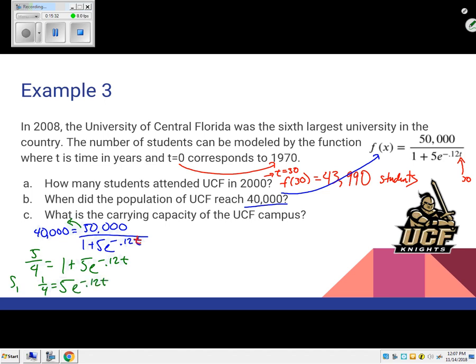And remember my goal, when we talked about solving these types of equations, the only thing I want on one side of the equal sign is a base raised to a power. So in this case, the only thing I want on this side of the equal sign is e raised to a power. So I need to divide both sides by 5.